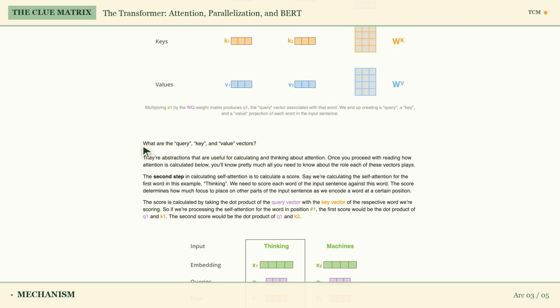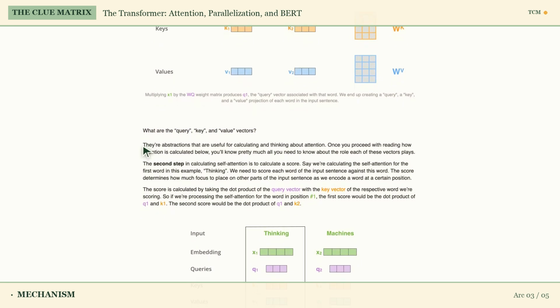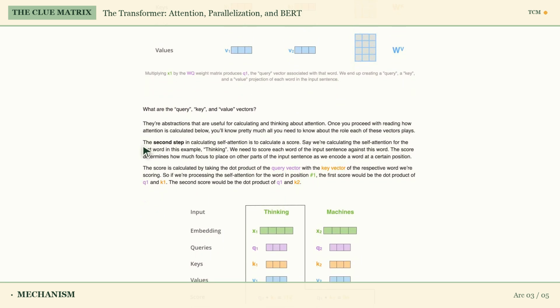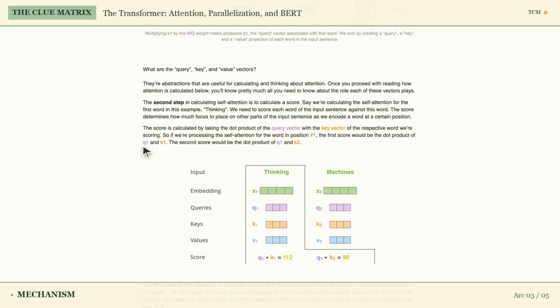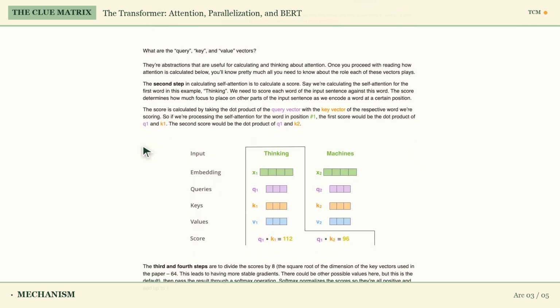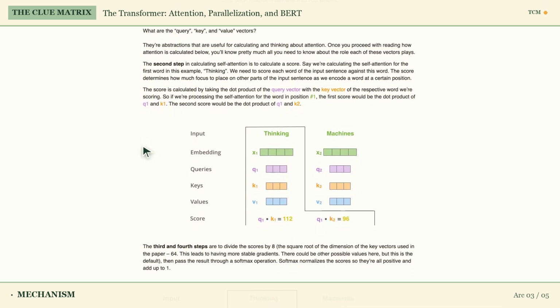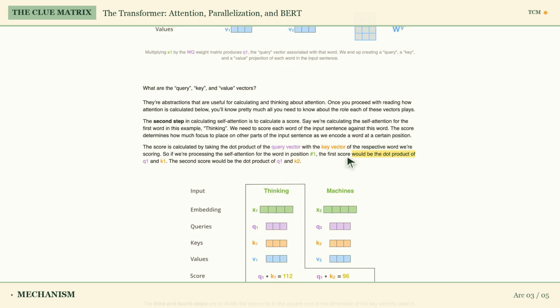The next step is calculating a score for each word's relevance. We do this by taking the dot product of the query vector with the key vector of the respective word. Dot product measures similarity. So if my query word is similar to another word's key, they get a high score. If we're processing word 1, its query, Q1, is compared to every key in the sentence. The second score would be the dot product of Q1 and K2, comparing word 1's query to word 2's key. So every word queries every other word, including itself, to see how relevant they are. That's a lot of parallel computations.